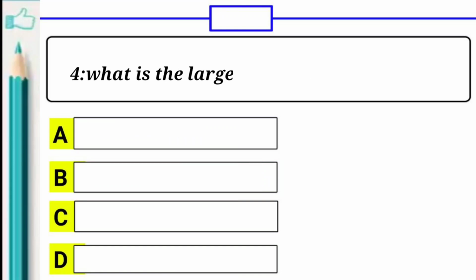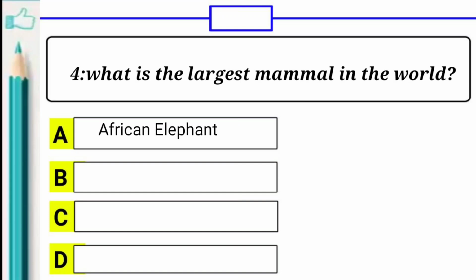Question 4. What is the largest mammal in the world? A. African elephant. B. Blue whale. C. Giraffe. D. Polar bear.